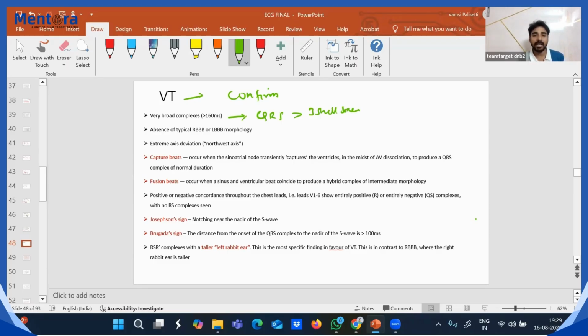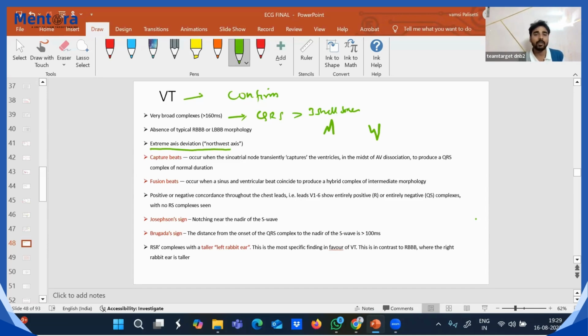What does that mean? In RBBB you will see an RSR pattern. In LBBB you will have a double pattern, but that type of pattern won't be there in the case of VT. If that pattern is there, you can say maybe right bundle branch block or left bundle branch block. The typical RBBB or LBBB pattern should not be there in the ECG.